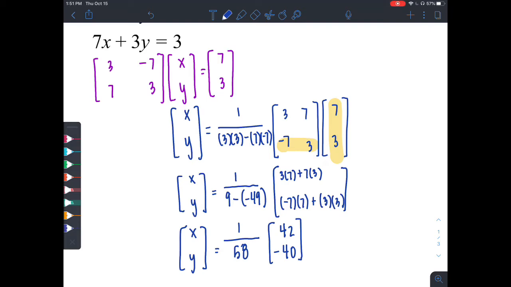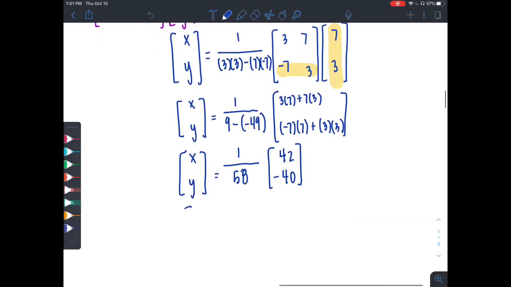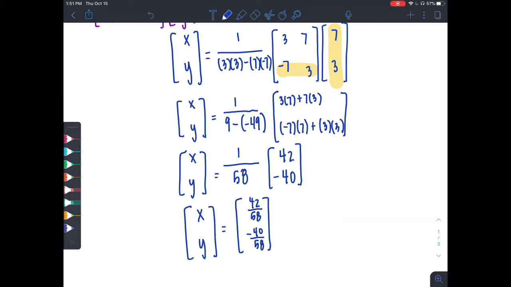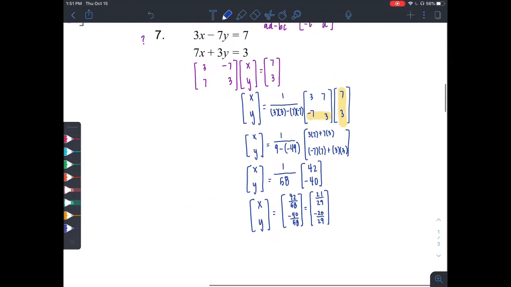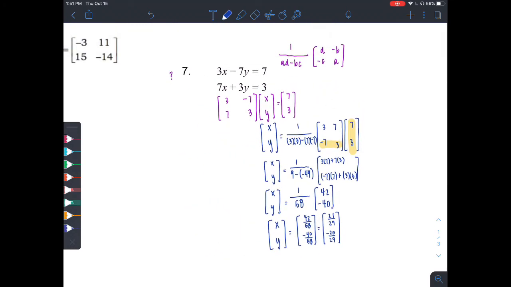So then we just distribute that through. And so we have xy is equal to 42 over 58 and negative 40 over 58. So then x is equal to 42 over 58 and y is equal to negative 40 over 58. If you want to simplify that, you can. It ends up being 21 over 29 and negative 20 over 29. Okay, so that is how we solve. We're going to have some more practice with that today, just with word problems.